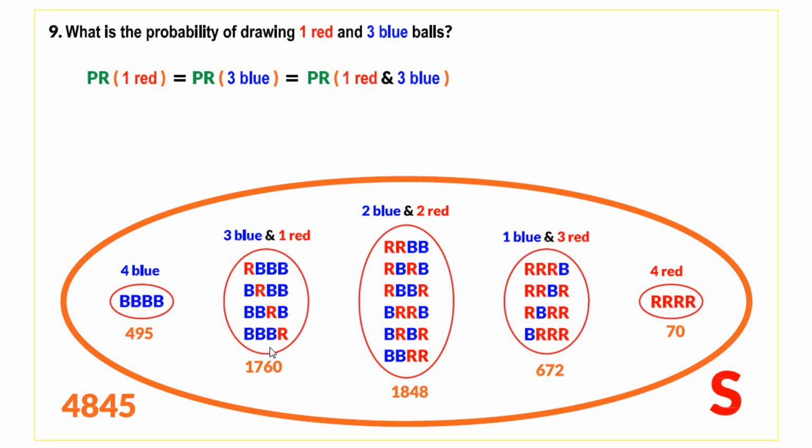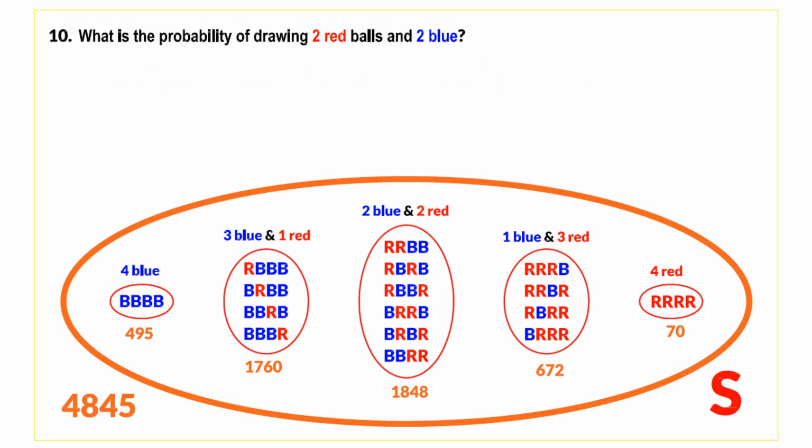So we divide 1760 over the total number of elements in the sample space, and we get the probability 0.36. Question number 10. What is the probability of withdrawing 2 red balls and 2 blue balls?